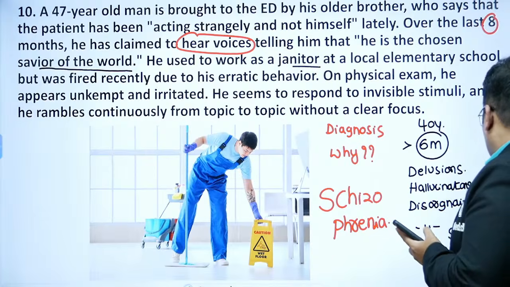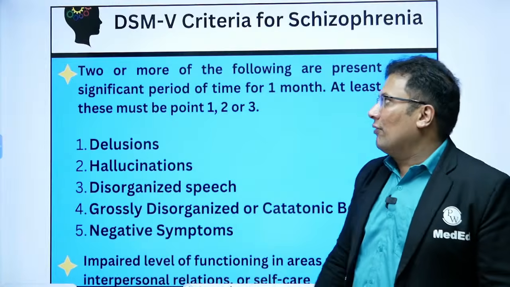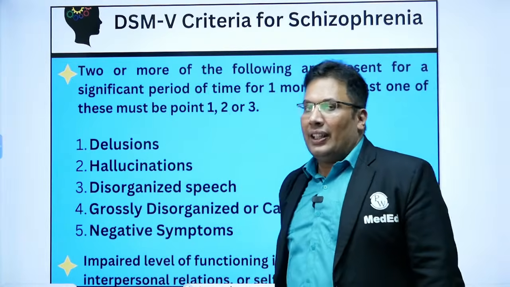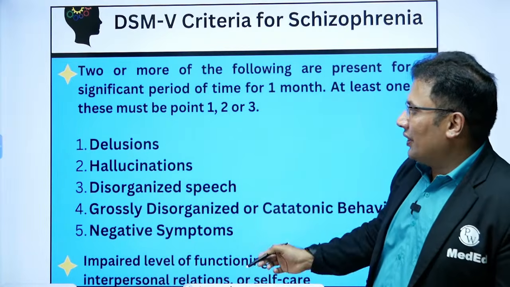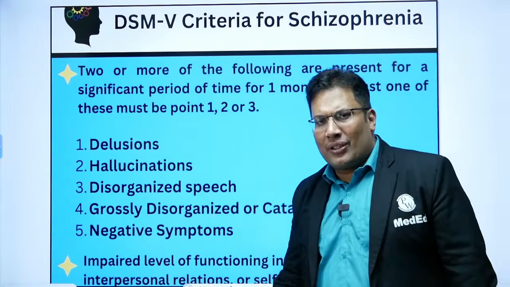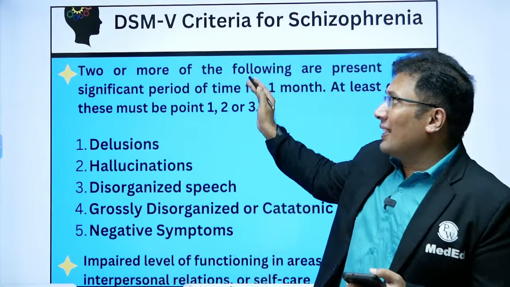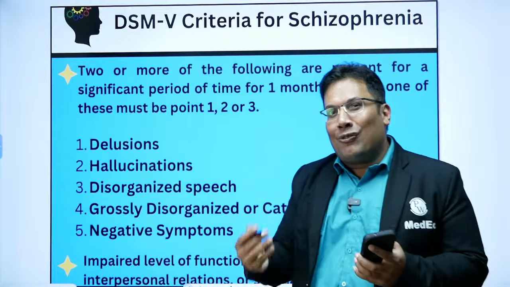Schizophrenia. Good. So you can just go through this. This is what is given in DSM-5. There are 5 criteria: delusion, hallucination, disorganized speech, disorganized behavior, and negative symptoms. The rest you can just go through in your psychiatry. For the time being, this is more than sufficient for your upcoming forensic exam.